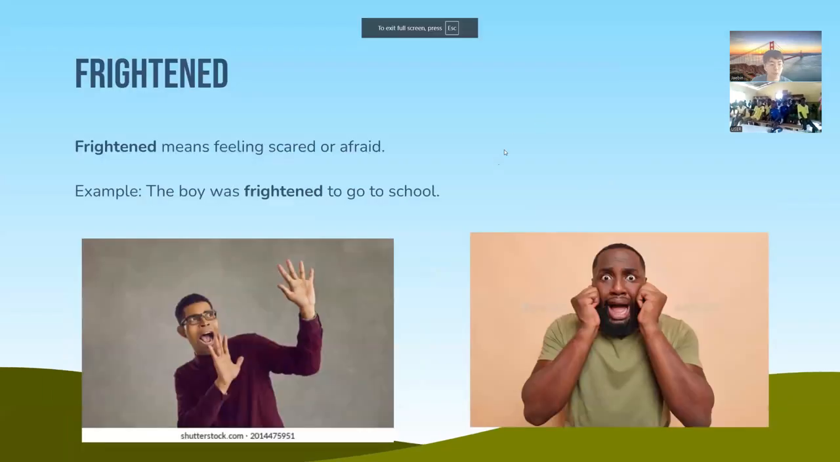And the word frightened. Frightened means feeling scared or afraid. So for example, the boy was frightened to go to school. You can connect this to a very simple term like scared or afraid. Both these people here are frightened about something. Again, frightened means very scared or afraid.